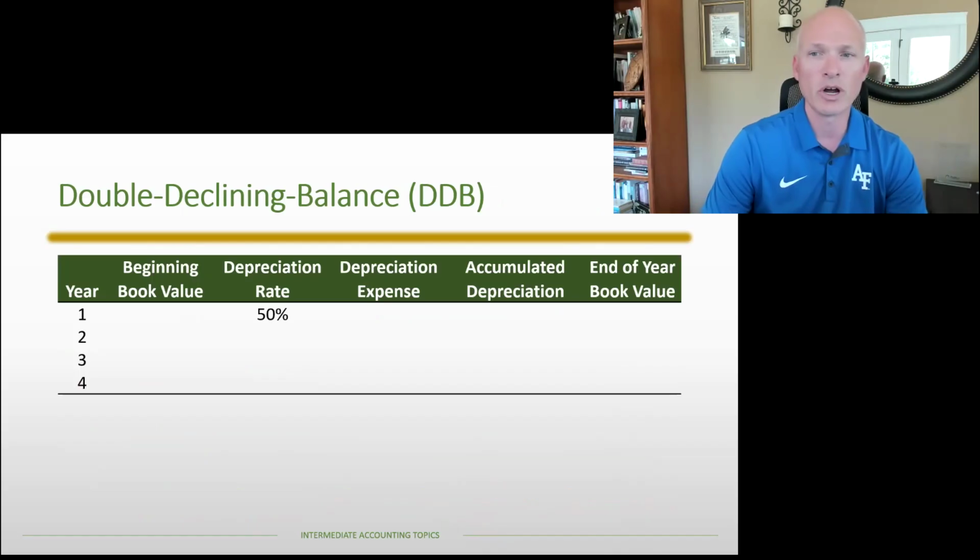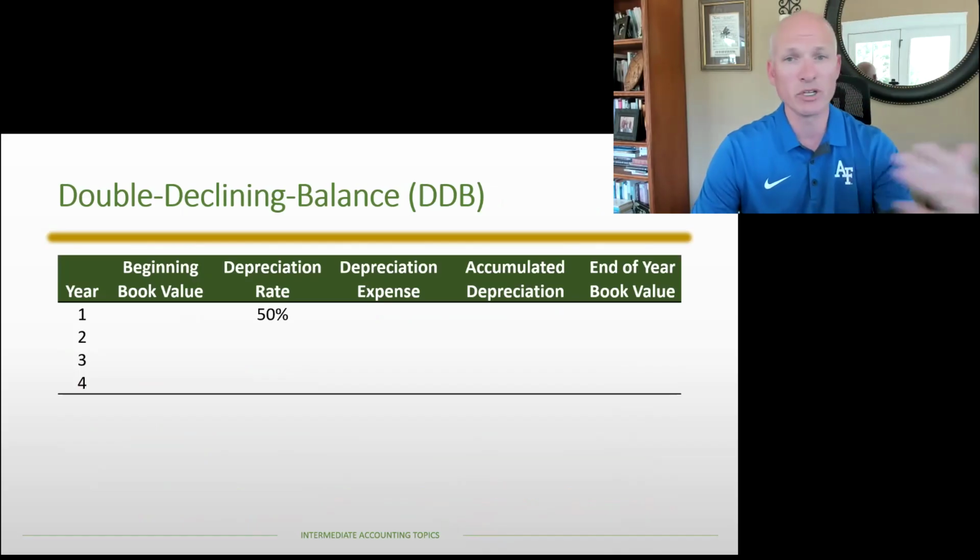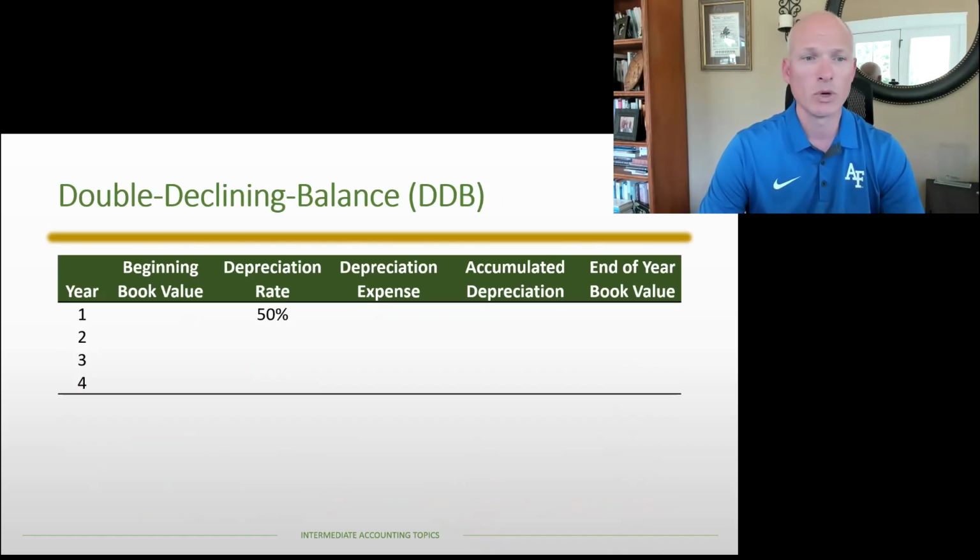And so in our example, the depreciation rate we just calculated is 50%. We apply it in the first year to the beginning book value, which is the capitalized cost. 50% of that is 212,500, which means since it's the first year, that's also our accumulated depreciation. And the end of year book value is 212,500. Again, it's 425,000 minus the 212,500, which gets us 212,500.